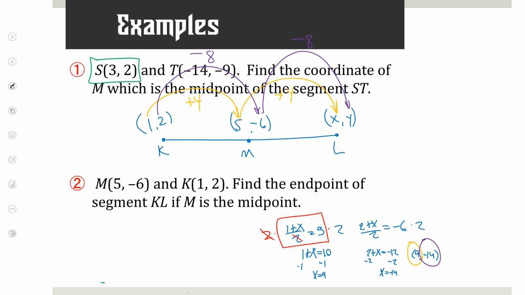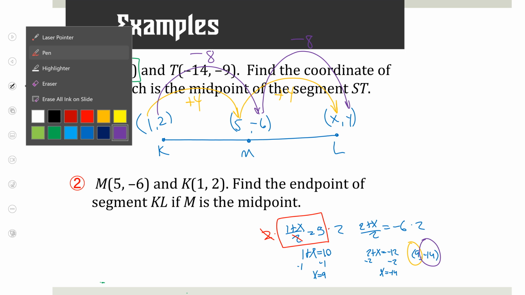Okay, so what did you do? So I found the rise over run was 4, -8. Then I did that from M to L, and I got 9, negative 14. So you used slope. Yeah. Beautiful. Okay, so there are 3 techniques now.